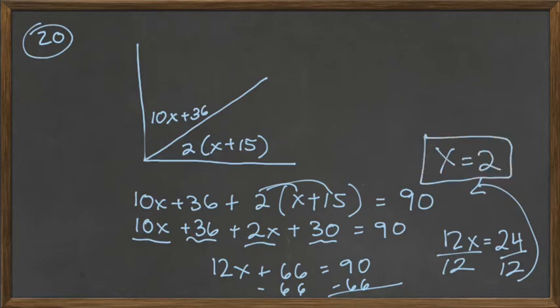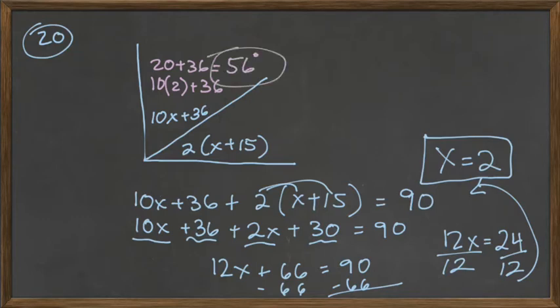Now, problems like this are always on the test, and too many students stop right here because they think they're done. You found x, but you haven't found any angles yet. So what you have to do is now you have to go in here and plug it in. 10 times 2 plus 36. 20 plus 36 is 56. So one angle is 56 degrees.